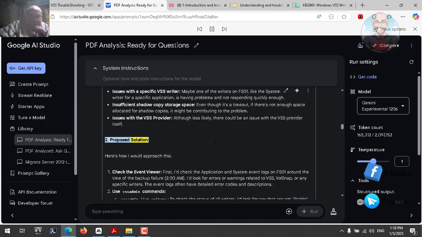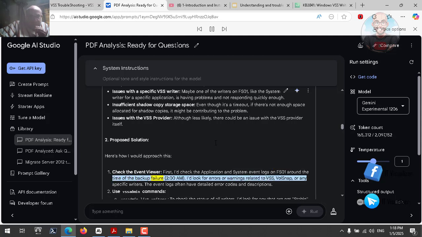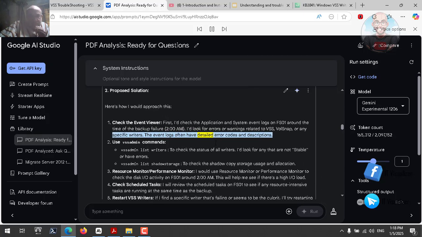2. Proposed solution. Here's how I would approach this. Check the Event Viewer. First, I check the application and system event logs on FS01 around the time of the backup failure, 2 a.m. I'd look for errors or warnings related to VSS, VolSnap, or any specific writers. The event logs often have detailed error codes and descriptions.